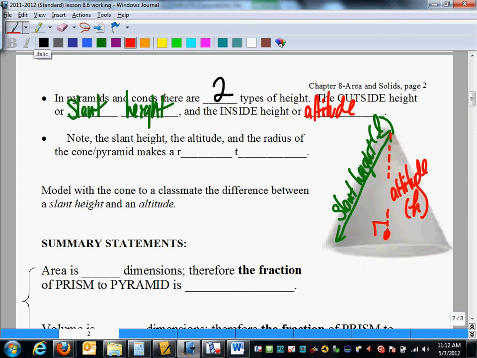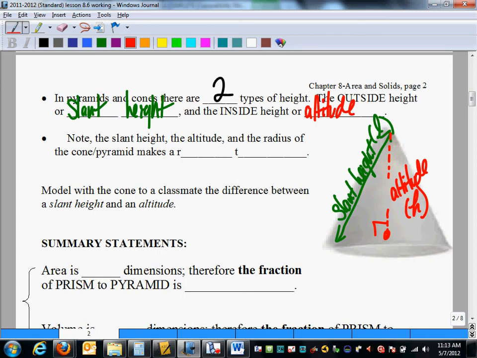The variable is for slant. L, cursive L. The way I say it, so I don't forget it, is to say slant height. Say it out loud, guys. Slant height. Everybody say slant height. That's where the cursive L comes from.